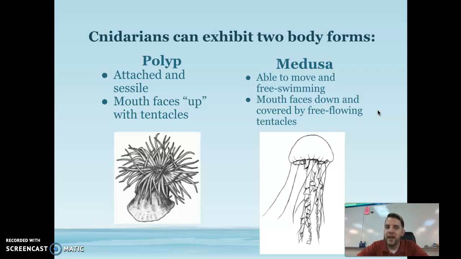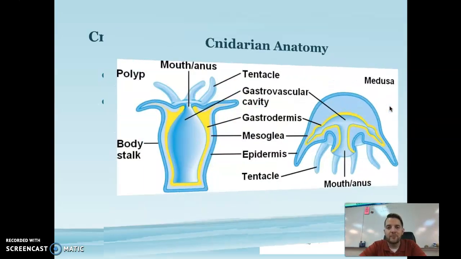Now, most of them are not able to actually choose the direction they want to go in. They're kind of referred to as planktonic animals. Being part of the plankton means you just kind of move with the current. So jellyfish don't usually get to decide which direction they go, although we'll talk about some that do. But they are able to move around, and they have a mouth that faces down with the tentacles hanging around it.